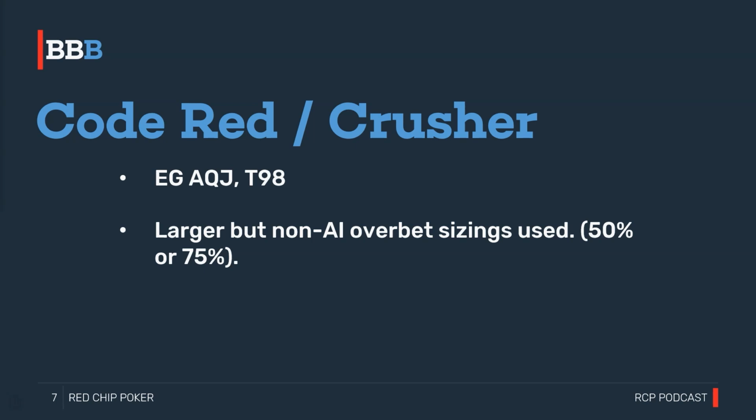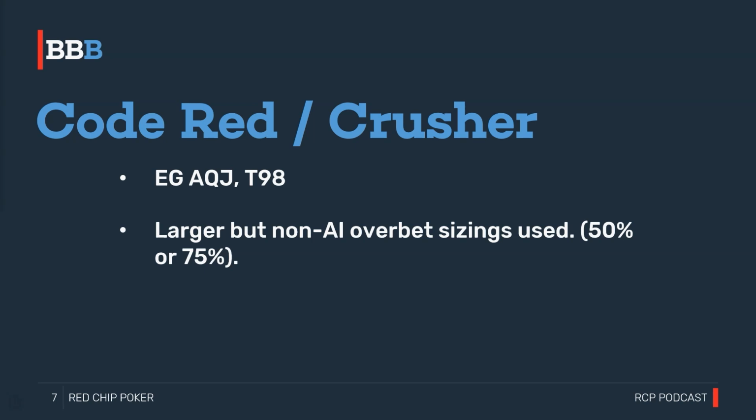We see that overbet sizings are not used on the Ace-Queen-Jack, and they're not used on the Code Red textures either. So on something like a 10-9-8 or a 10-9-7, overbet sizings are either not used or they're just not very frequent. However, we also see that the smaller sizings are not used as much, so 33% is no longer going to be the most common sizing. Everything is in that 50 to 75% region.